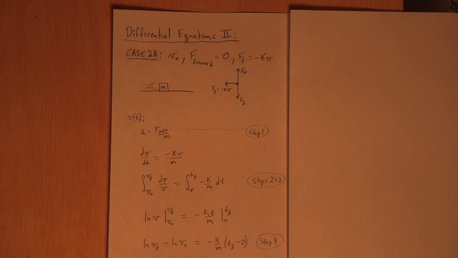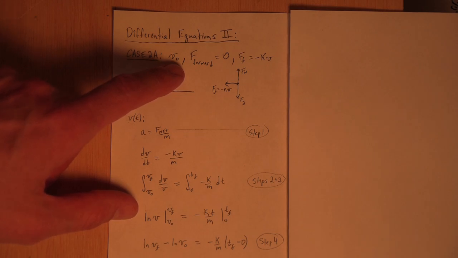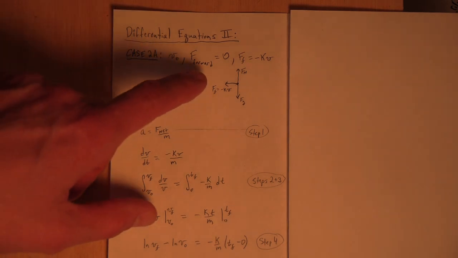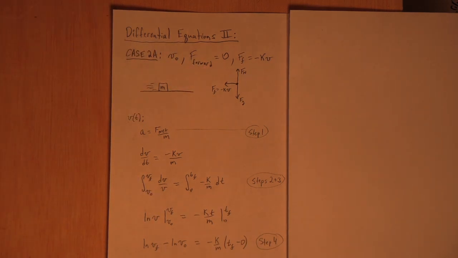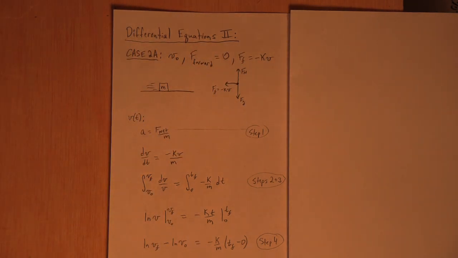Okay? So, first thing, case 2a, there's going to be a case 2b. But 2a: something is moving with an original velocity in the forward direction. The forward force is 0. Nothing is pushing it forward. But there's a force of air resistance that's negative kV. This is actually a more accurate model of how air resistance really works.